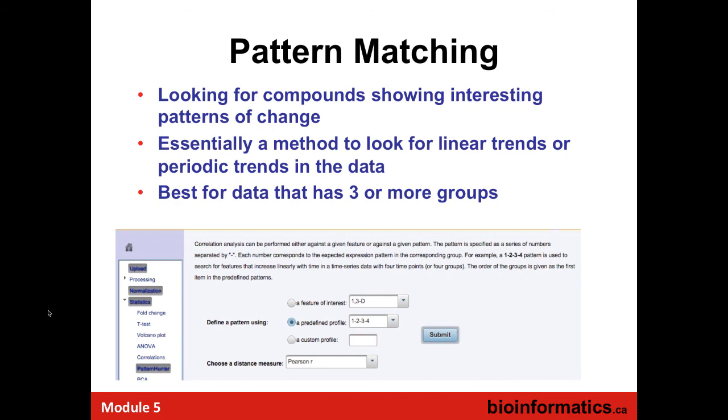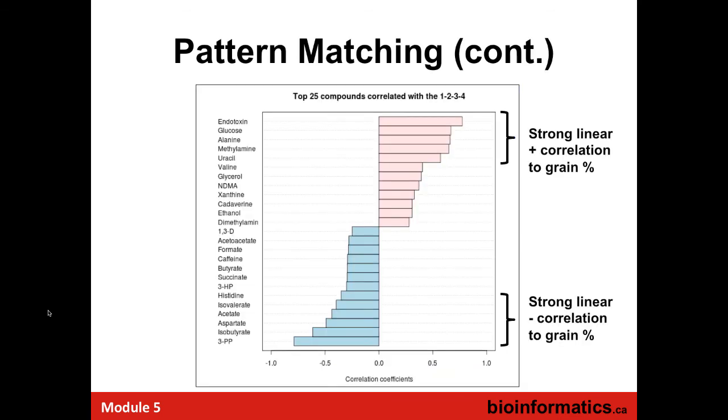And again, it's navigated on the left side. And we can choose a pattern. In this case, we're just having a pattern that's designated as 1, 2, 3, 4, which is this linear one, low, medium, high. And in essence, all we're going to do is look for linear correlations. So we've chosen our simple pattern based on these four groups. Press submit, and then a second or two later, this pops up.